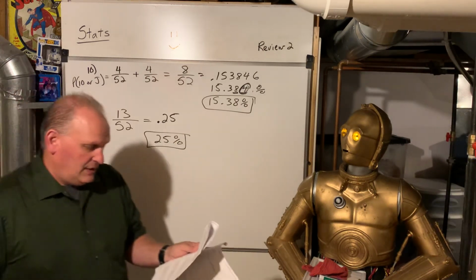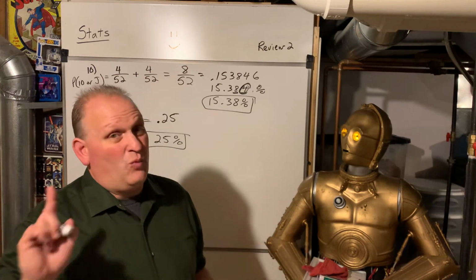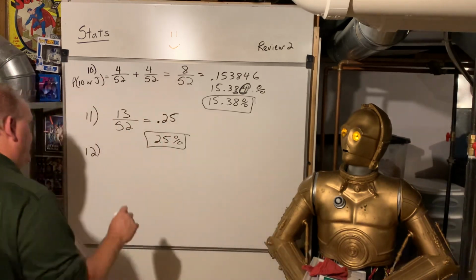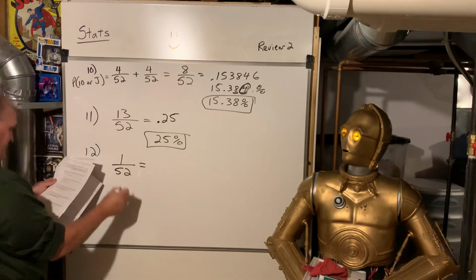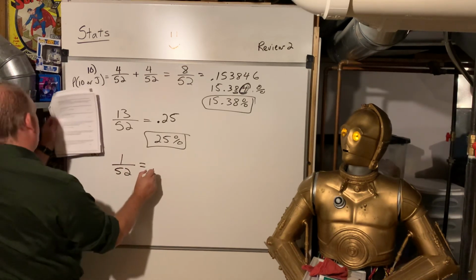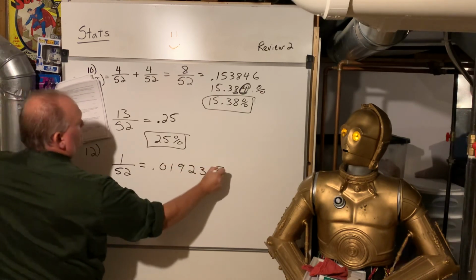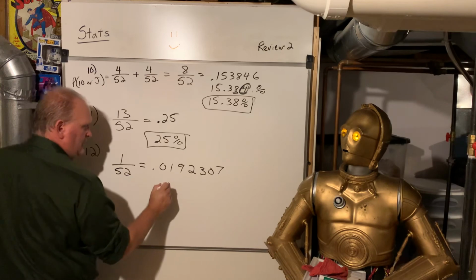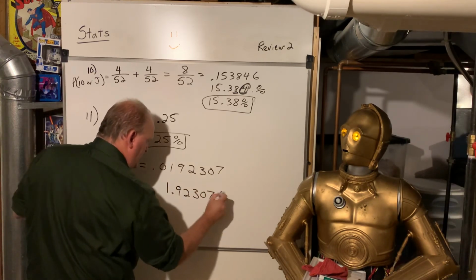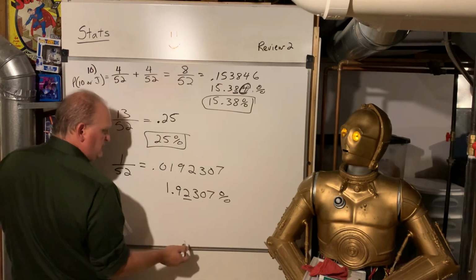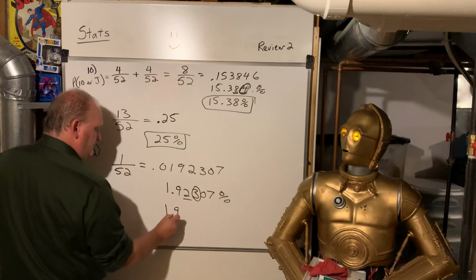12. What is the probability of getting a 6 of spades? Well, there's only 1 6 of spades. So 1 out of 52. And so 1 divided by 52 in your calculator is 0.0192307. And so that is 1.92307%, which to hundredths of a percent is 1.92%.